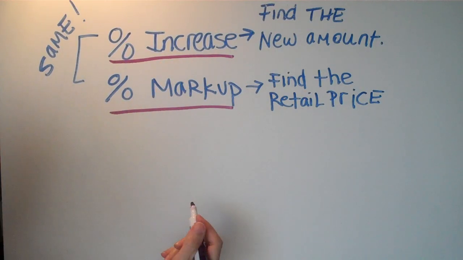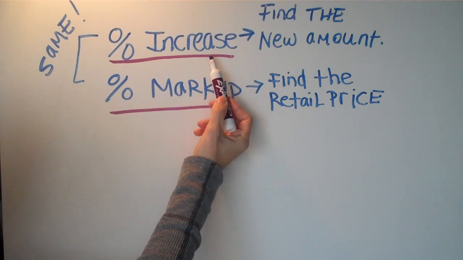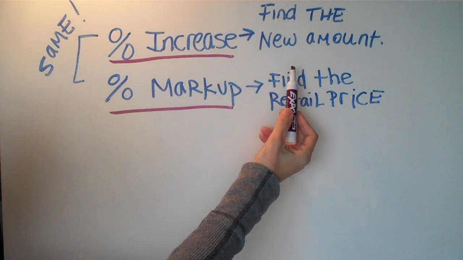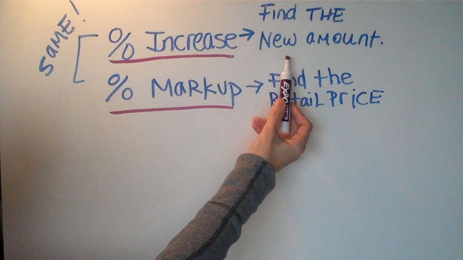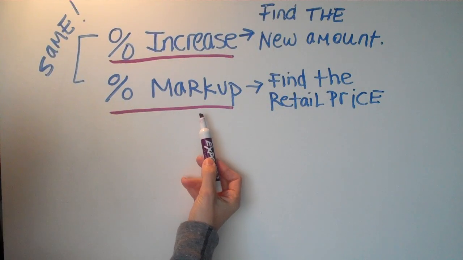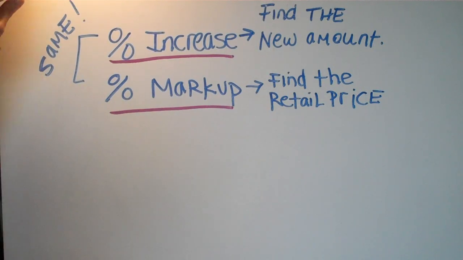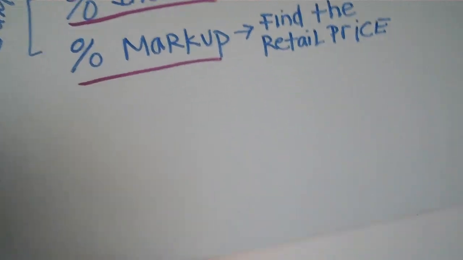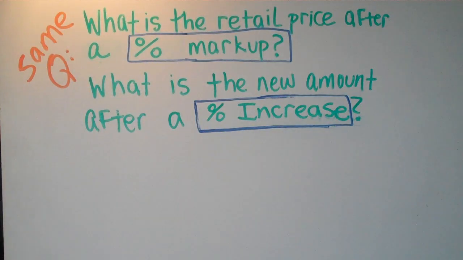But in this video we're going to talk about percent increase and what you do to find the new amount after the increase, or percent markup and what you do to find the retail price after the percent markup. So these two things are the same. So let's look at how the question might be asked. These two are essentially the same question.